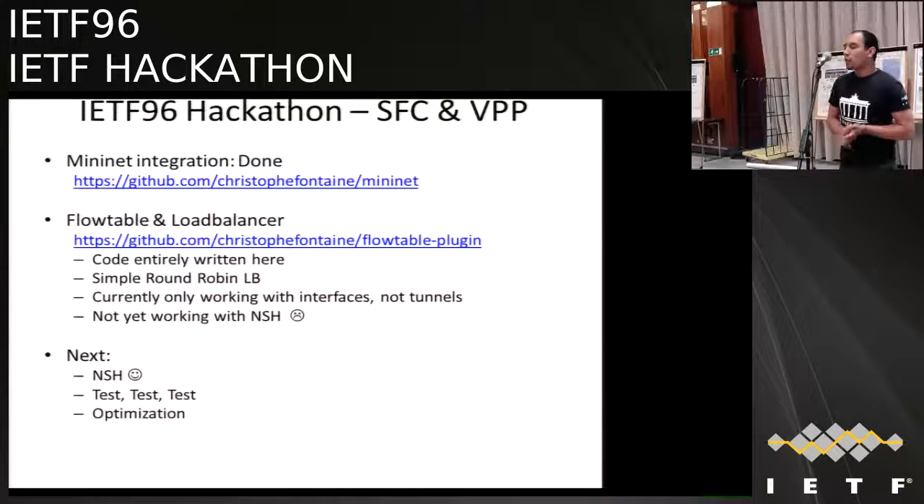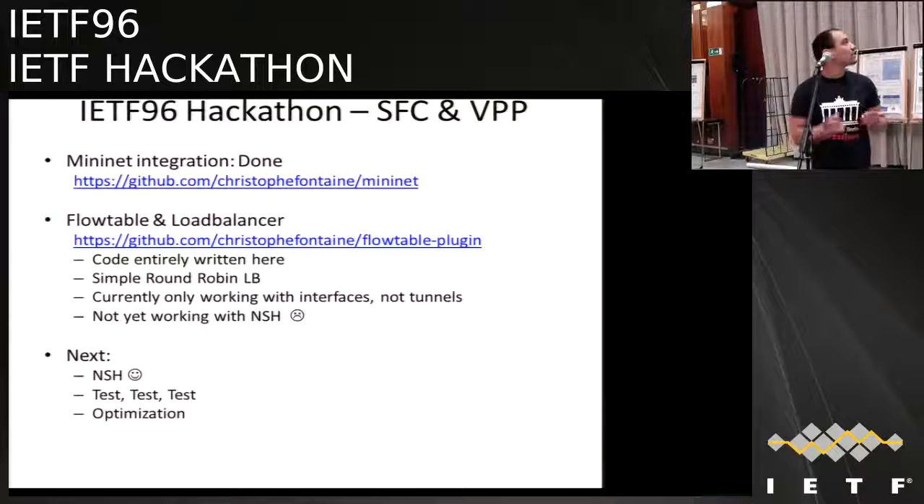So what did we achieve? We achieved, of course, the minimum integration, as you saw. We also integrated and created the flow table within VPP. And well, what's next? Today we do not support NSH yet. That's the next step. And of course, test, optimize, and finally put it into Gerrit for the VPP project. Thank you.